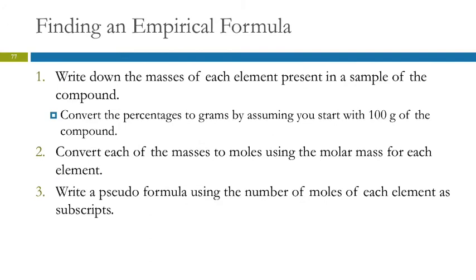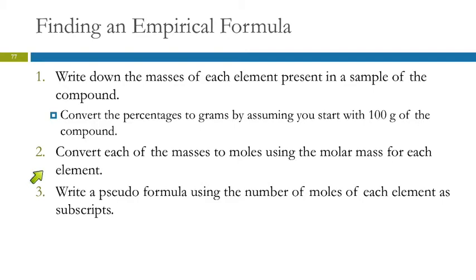So the steps in finding an empirical formula. First, we need to write down the masses of each element. So sometimes you just have that. It says, well, this many grams of oxygen, etc. You just write them down. Sometimes you're given, though, a percent composition. And then we can change that percentage into a mass by saying, well, let's just say we have 100 grams. If I had 100 grams of that compound, then I would have a mass equal to the percent composition. And so you can just take the percent off and write gram.